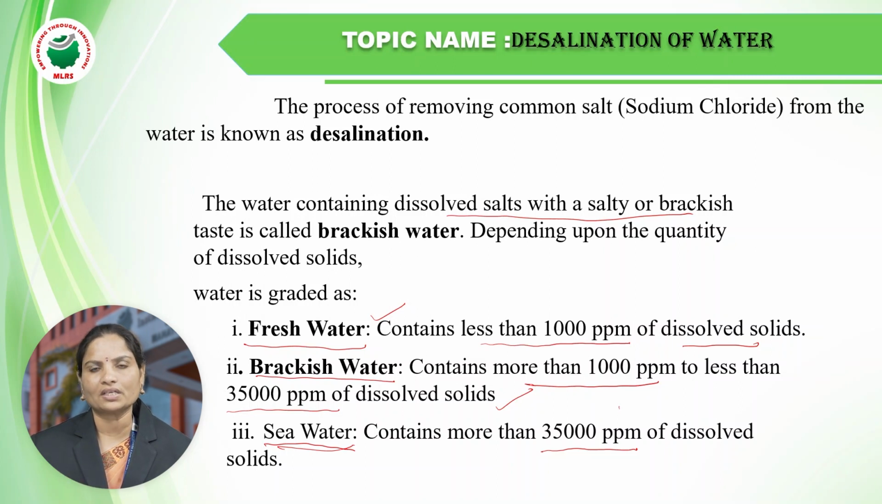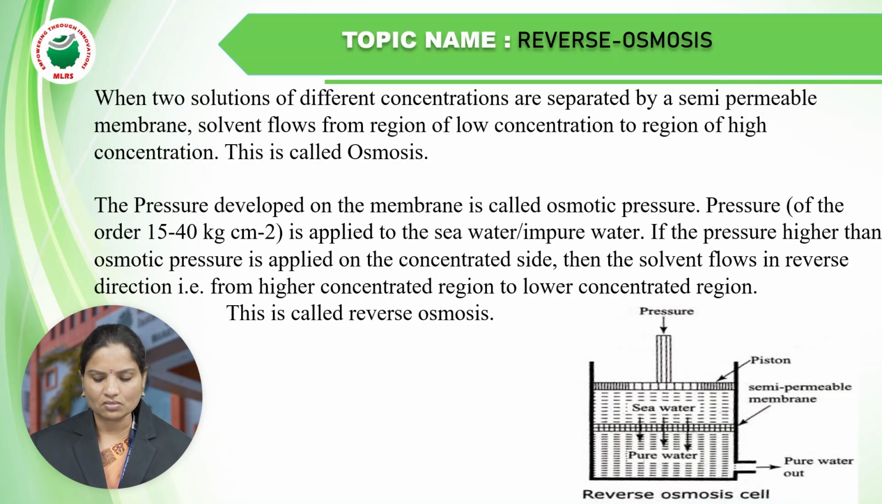In this video lecture, let us discuss reverse osmosis. First, take two solutions of different concentration, like pure water and sea water. These two different concentrations of solutions are separated by a semi-permeable membrane. One side is the sea water and the other side is the pure water.